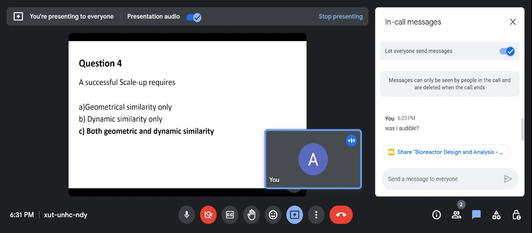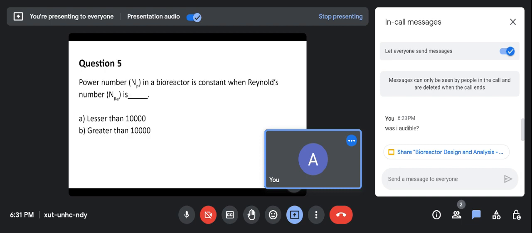So, the answer in this case is both geometric and dynamic similarity. For you to have a successful scale up, you have to make sure that the geometric and the dynamic similarity that you had is maintained when you scale it up to a larger vessel. Okay, question number 5.